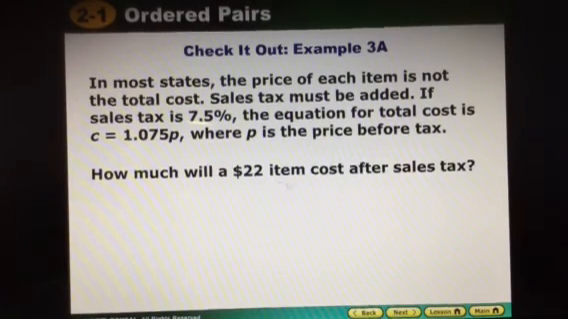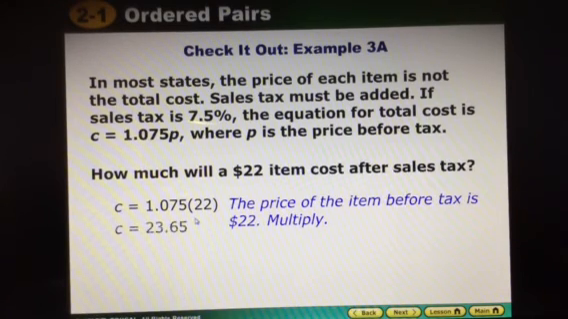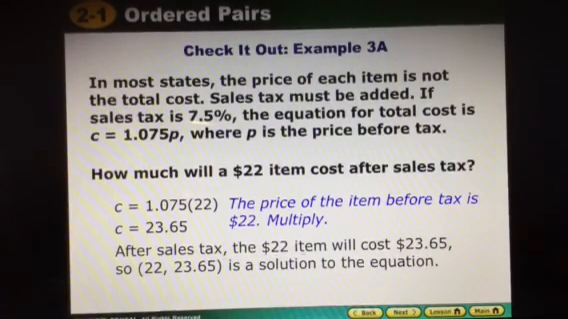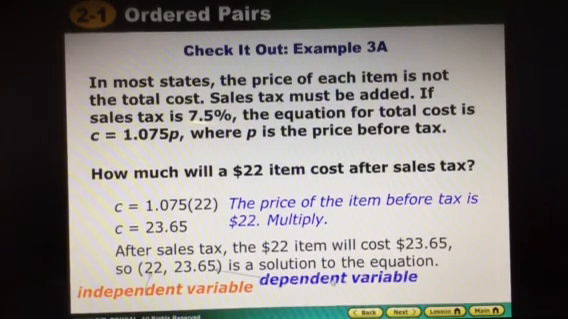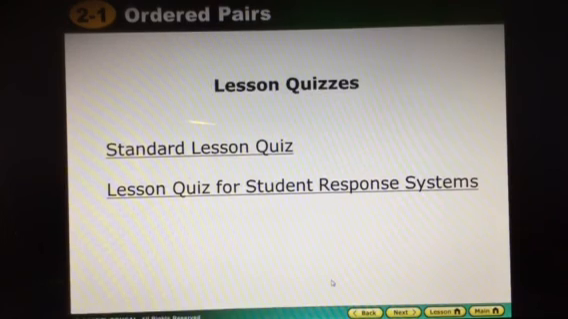So how much will a $22 item cost after sales tax? Well, the price, 22, we would put in for P. And so we do 22 times 1 is 22, and then plus 22 times 0.075, which you could do on your calculator. And that will be $23.65. After sales tax, a $22 item will cost $23.65, so 22, 23.65 is the solution. 22 is the independent variable. $23.65 is the dependent variable.